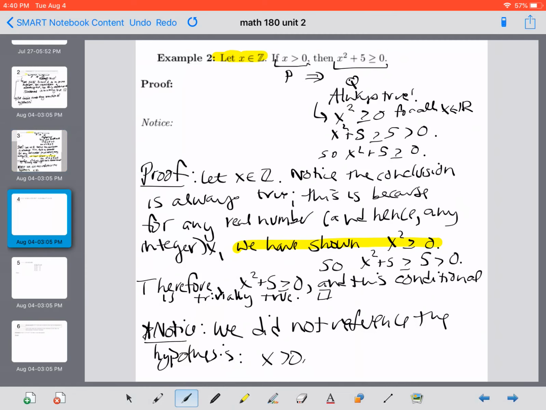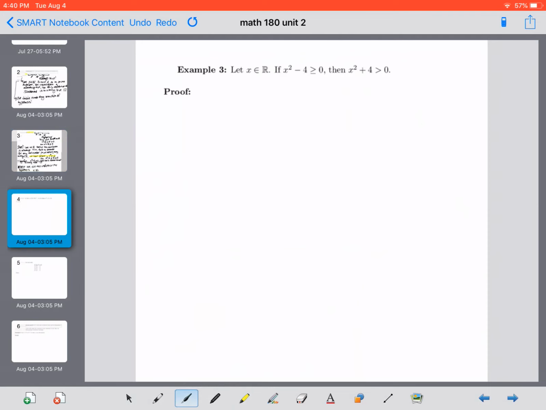All right, one more example. Let x be a real number, where x is an element of R means let x be a real number. If x squared minus 4 is greater than or equal to 0, then x squared plus 4 is greater than 0. All right, so again, here's our conditional statement. It's of the form P implies Q. And this conclusion is always true for the same reason that the last one was always true, right?